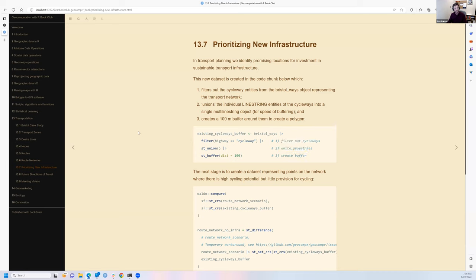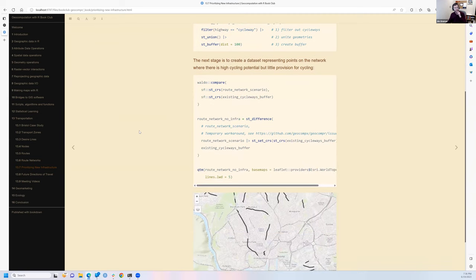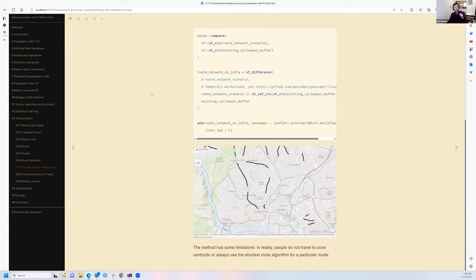And this takes a little while to run. And then make sure our CRSs are the same between our buffer and our route network scenario from above. But we could look at the difference between the scenario we had before and our buffer, and specifically identify routes that could be improved to support that car reduction strategy.